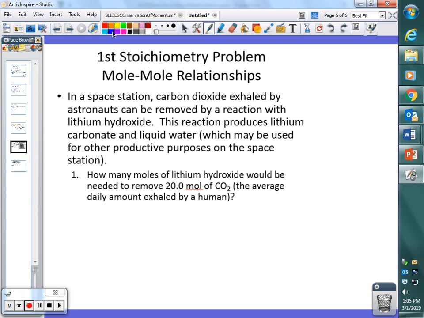How many moles of lithium hydroxide? Okay. I will tell you this: for this section of the unit, I will give you formulas and equations. You don't have to figure them out on your own. So lithium hydroxide is LiOH. So this question is asking us how many moles of lithium hydroxide would be needed. That's the question that we're trying to answer.